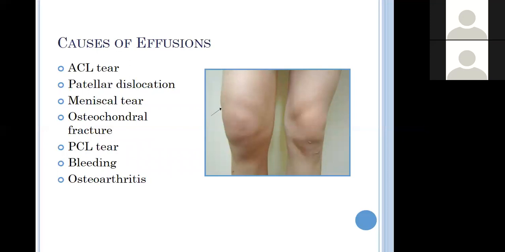So causes of effusions in people less than 40, this is the order of frequency. ACL tear, patellar dislocation, meniscal tear, osteochondral fracture, meaning bad bone bruise. And PCL tear is not very common whatsoever. And then bleeding, like hemophilia, that bled into it. And then arthritis for those 40 and above is probably the most common, definitely 50 and above.